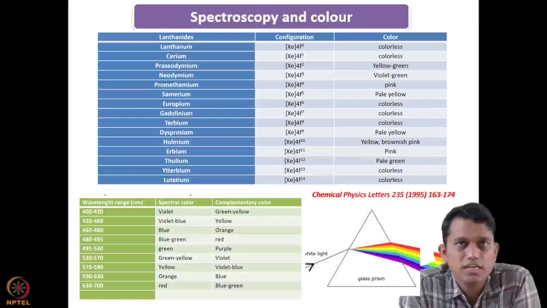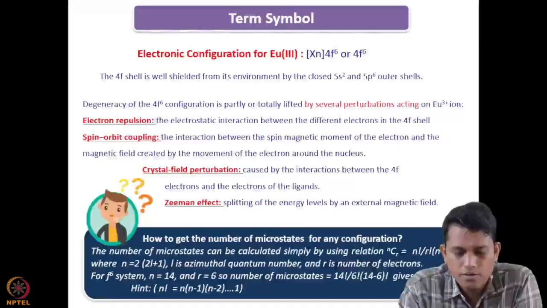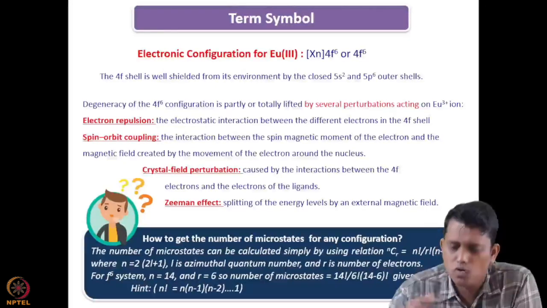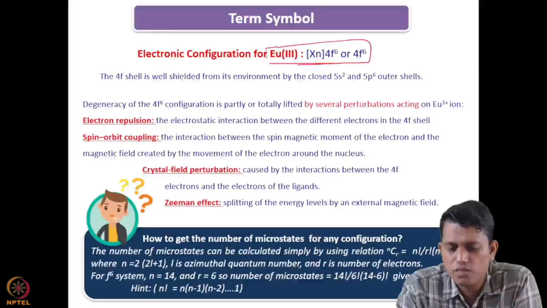And as I've shown you, we see different colors, and this is also true for lanthanides and actinides, depending on the absorbance lines, or you can see the bands in the UV spectra. But before going to that, let us try to get some information about term symbols. What is a term symbol? In general, we all know about the electronic configuration. We have certain configurations that we know.